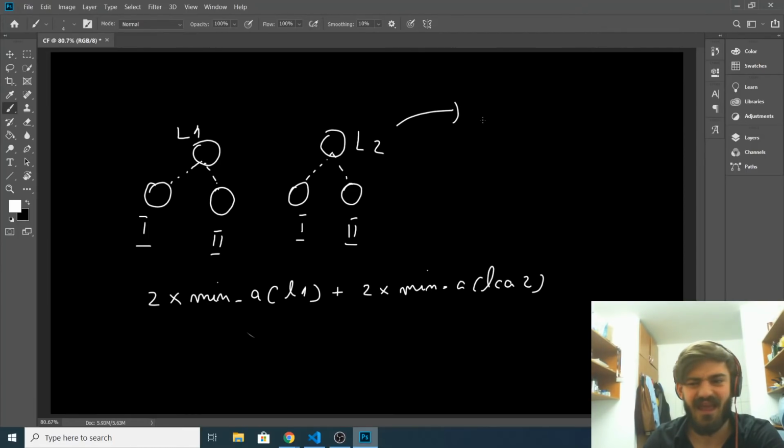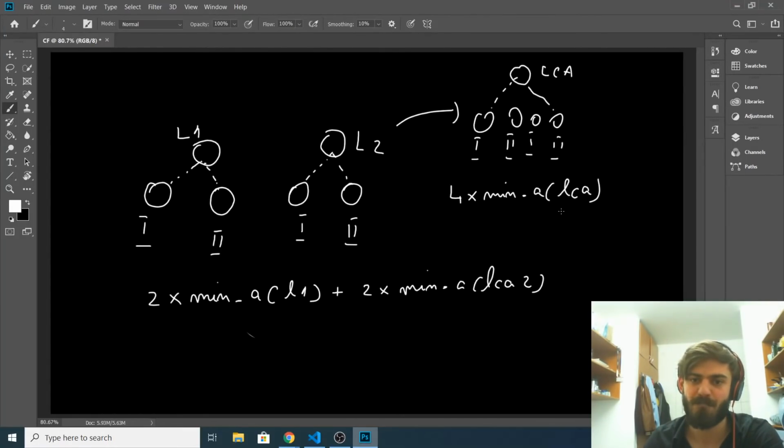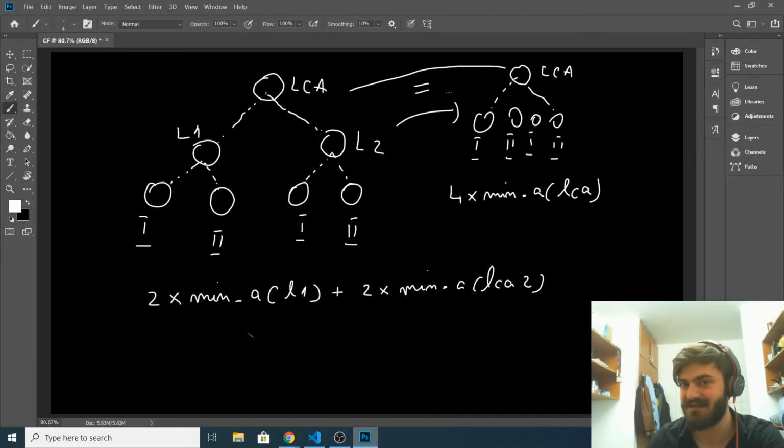Instead, if I didn't do that and I've taken all 4 of them, 1, 2, 1, 2, and they have a common LCA, right? This is the great LCA. That is 4 crossed min A of the greater LCA. But you know what's the thing? This LCA is the LCA of these two, right? So if you imagine these two have this LCA, these two have this LCA, and these two have this LCA, which is exactly this one, right? So the thing is that min A of L1 and min A of L2 are less than or equal to this LCA.